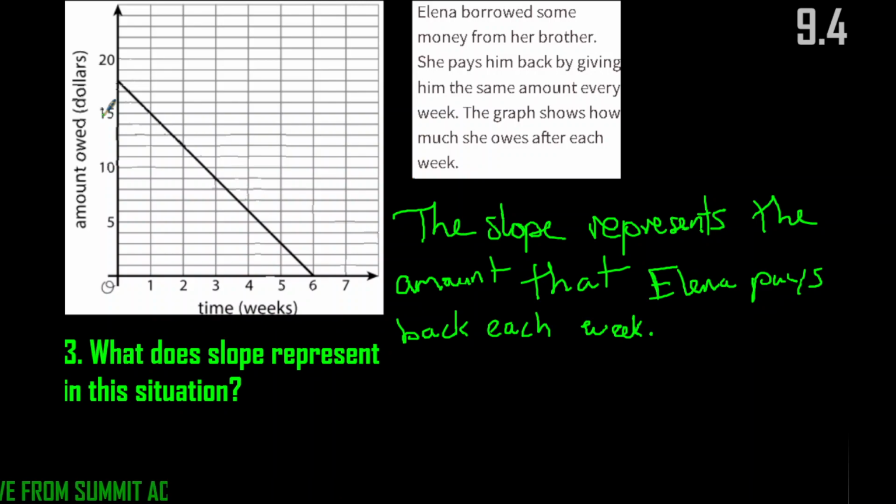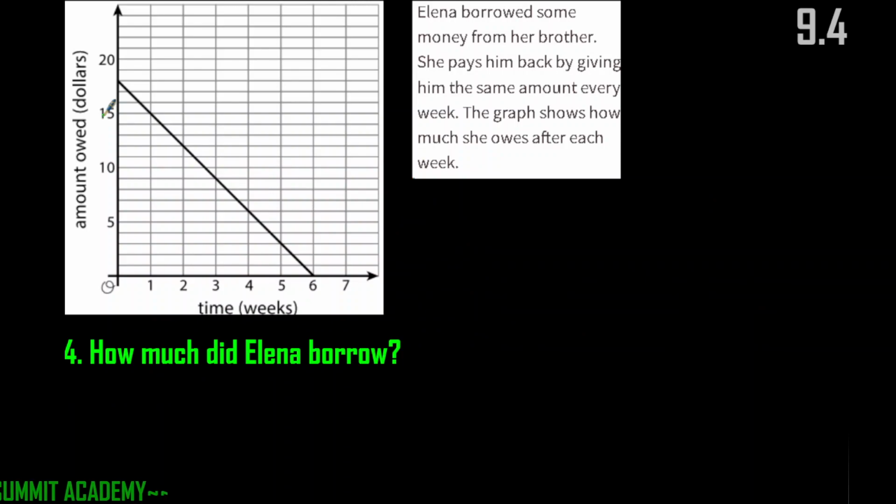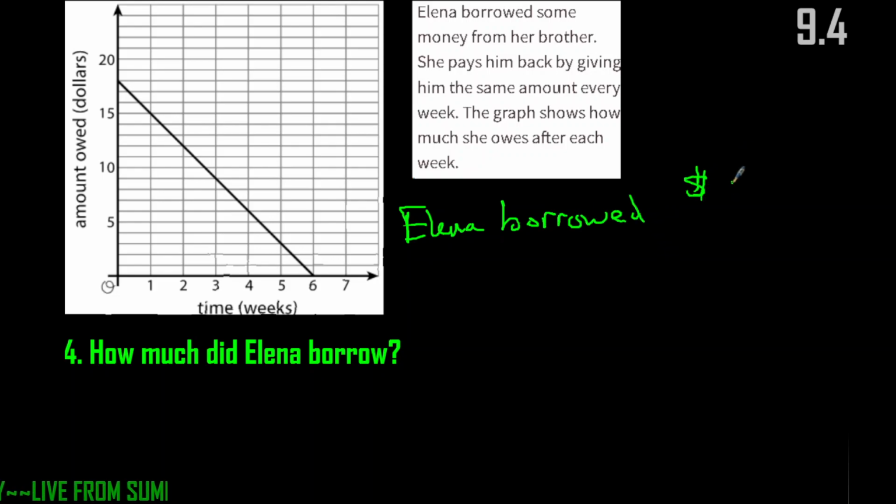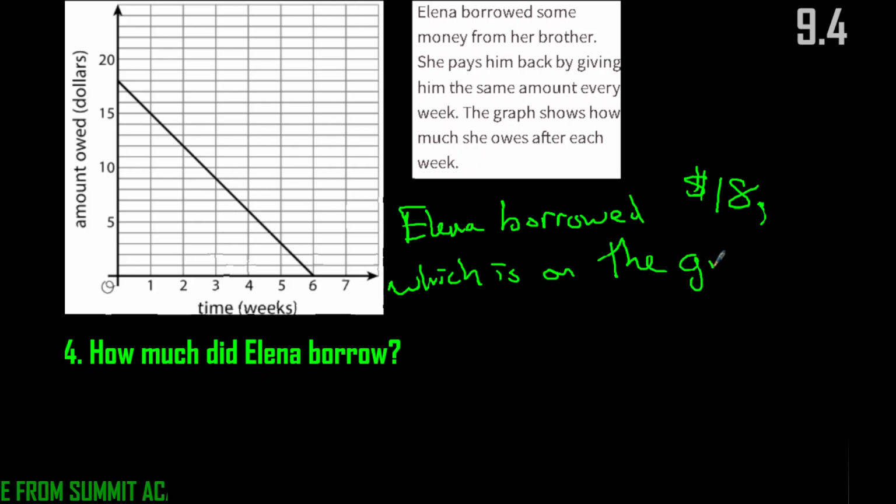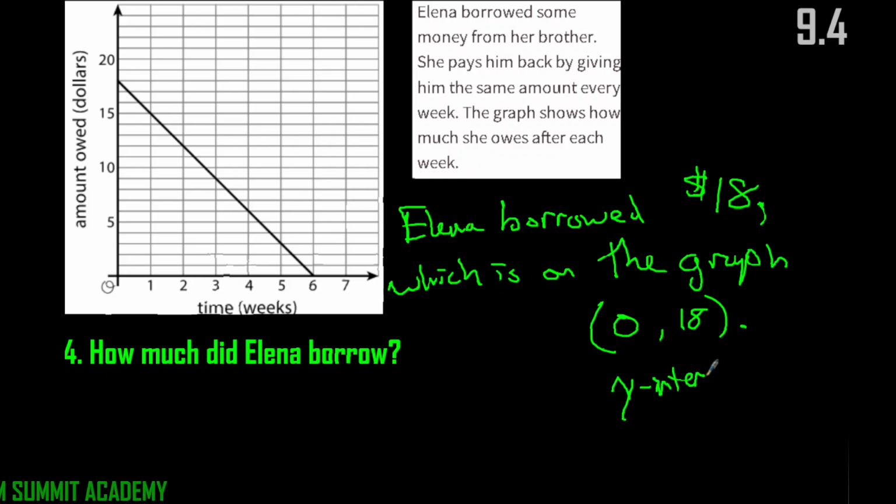Then number 4, how much did Elena borrow? We could say Elena borrowed how much? Well, what's the starting amount? It would be $18. We know that from the graph, the point (0, 18). So make sure you can find that, and that's always going to be wherever x equals 0, our y-intercept.